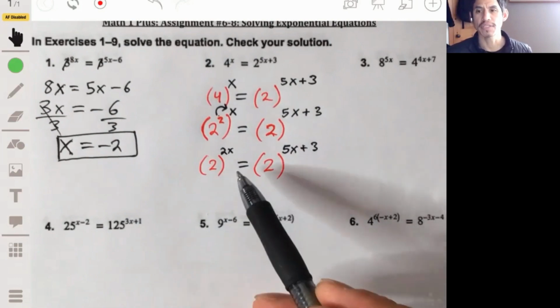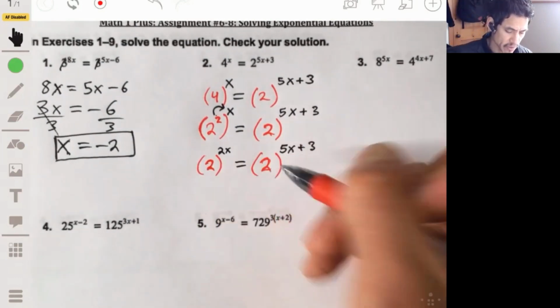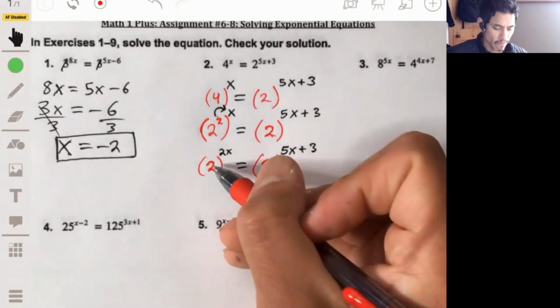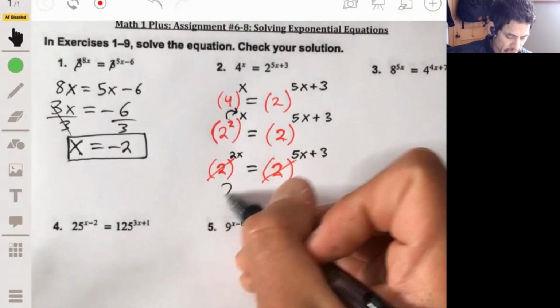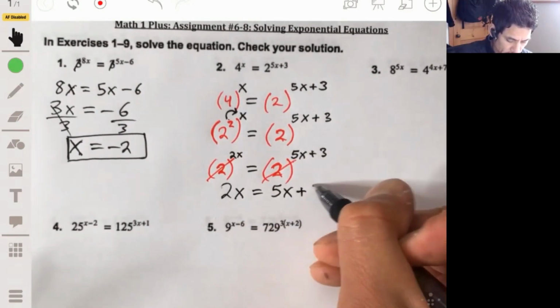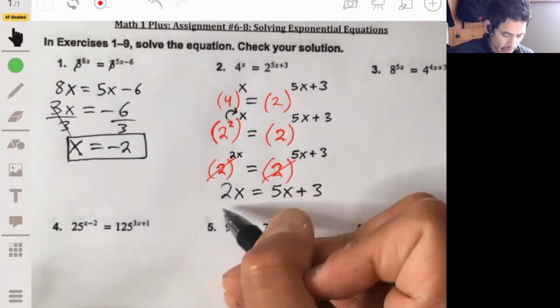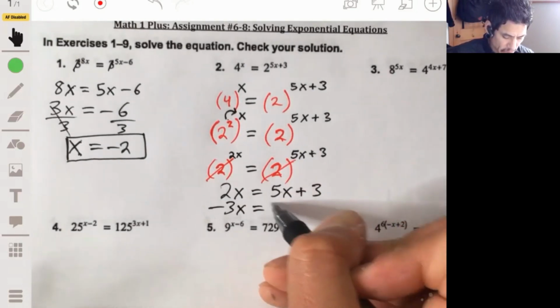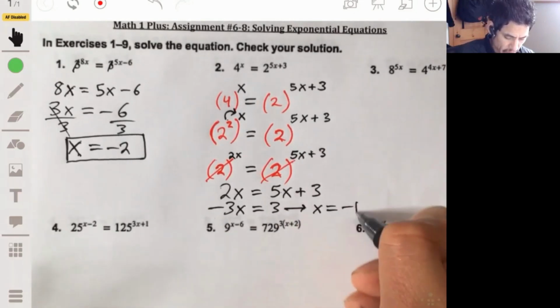And now we have the bases both isolated. We have the bases of 2 on both sides of the equation. So now we can just ignore them, and then we just set the exponents equal to each other. We have 2x equal to 5x plus 3. And then we can just solve for x. Take away 5x, we'll get negative 3x is 3. Divide by negative 3, and we'll get x is negative 1.